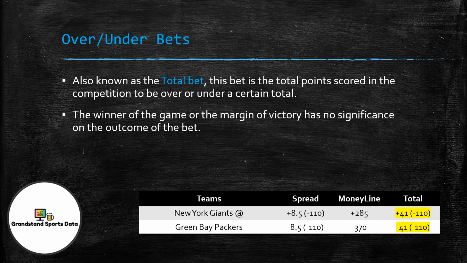Over-under bets. These are also known as the total bet. This bet is on the total points scored in a competition to be over or under a total set by the bookmaker. The winner of the game or the margin of victory has no significance on the outcome of the bet. So if you're looking down at the bottom, New York Giants at Green Bay Packers, the total is +41 or -41. So that benchmark is 41 points. You can bet whether it goes over the total or under the total.